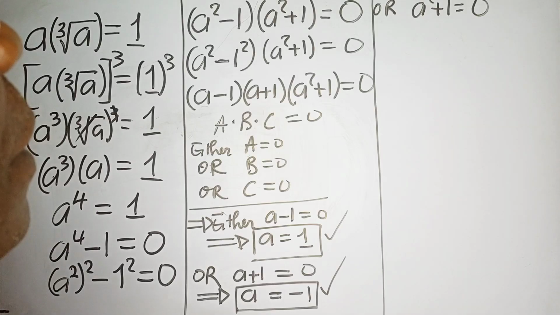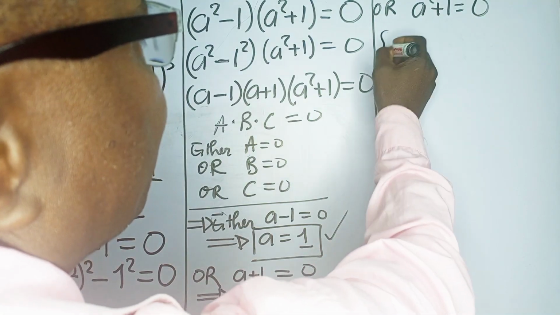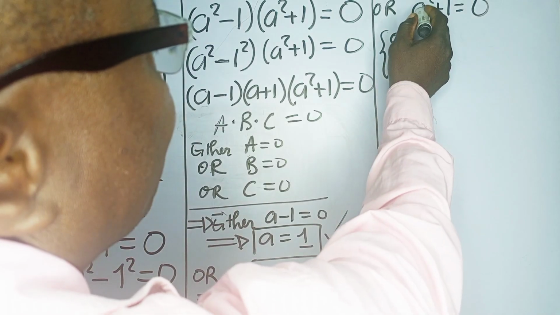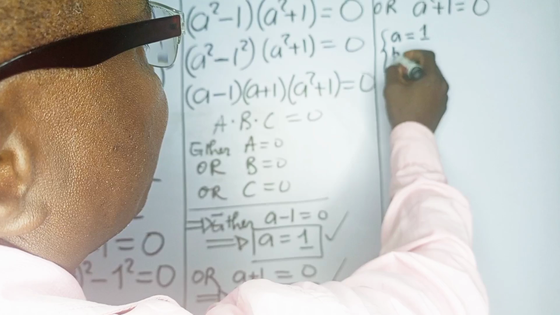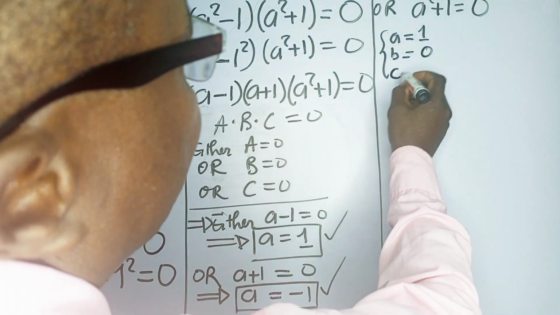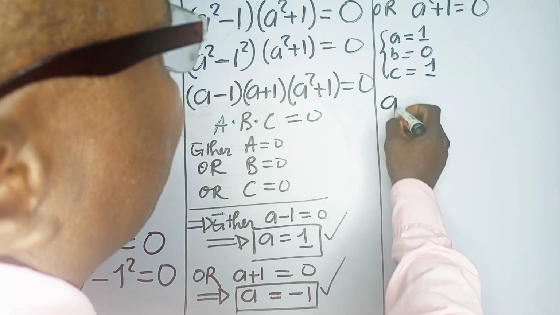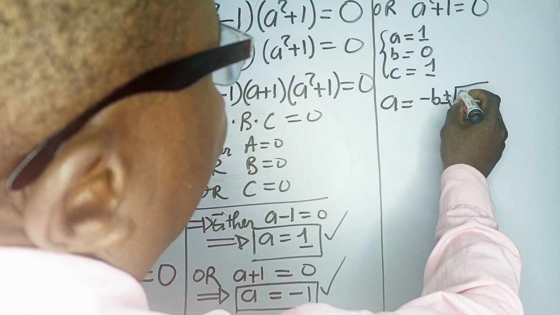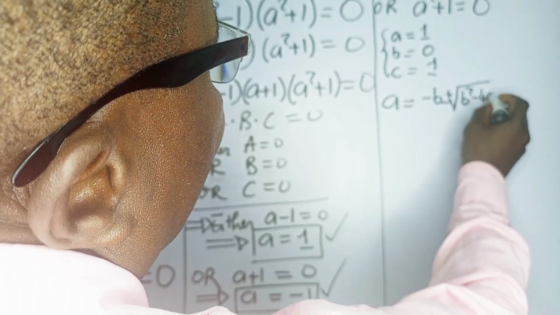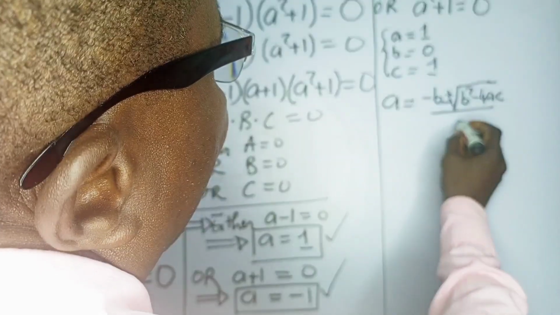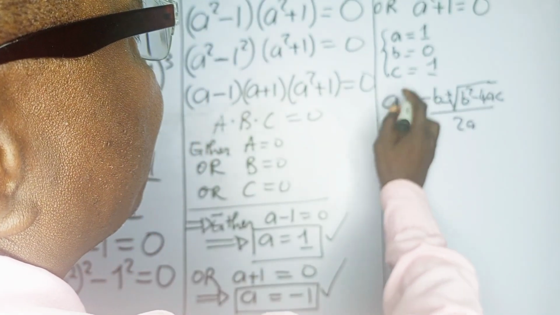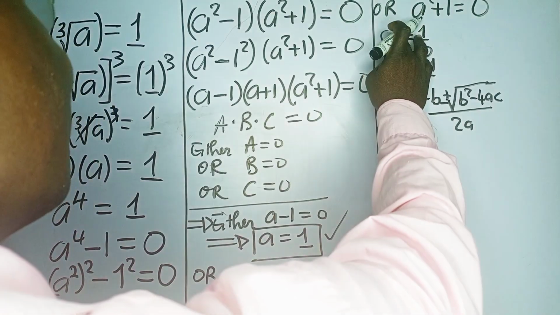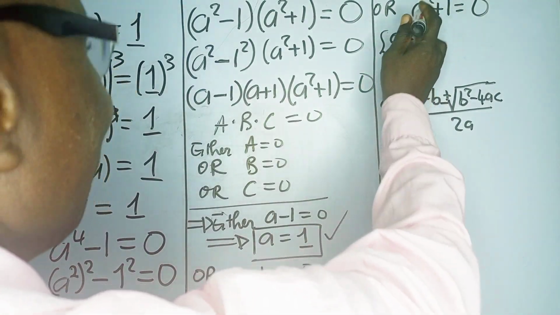Since it's a quadratic expression, let us collect our terms. The a is actually the variable of the squared term, and the coefficient is 1. b is the coefficient of the term in a, there's no term in a. c is the constant. So if we use the quadratic formula, x equals minus b plus or minus the square root of b squared minus 4ac all over 2a, we must not confuse this a with the a that we have there.